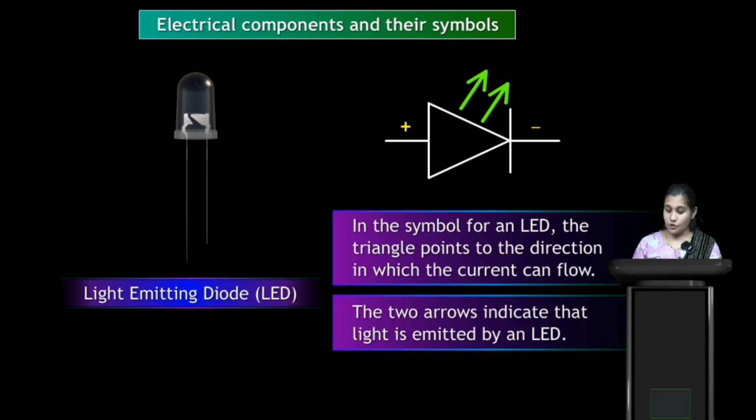Okay. The two arrows indicate that light is emitted by an LED. Means from the LED we can see the light is coming out. So these two arrows represent in which direction the light is emitted.